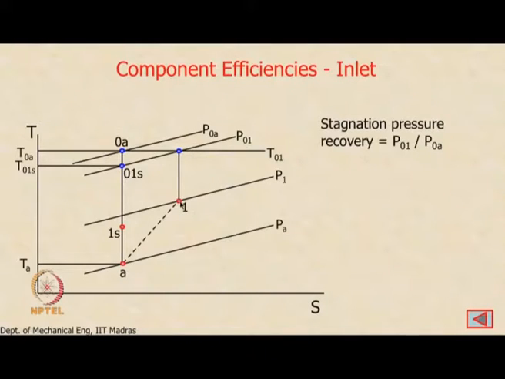So in the actual inlet, we go from this static state to this static state, and due to the irreversibilities, there is a loss of stagnation pressure from here to here. But because there is no heat or work interaction, stagnation temperature remains the same. That is the scenario in the actual intake.